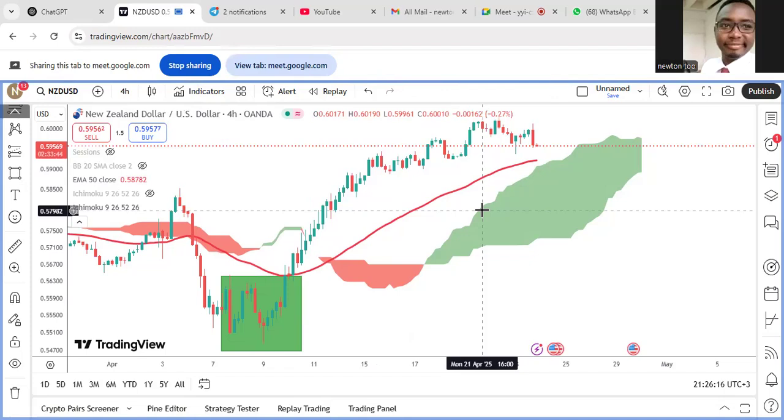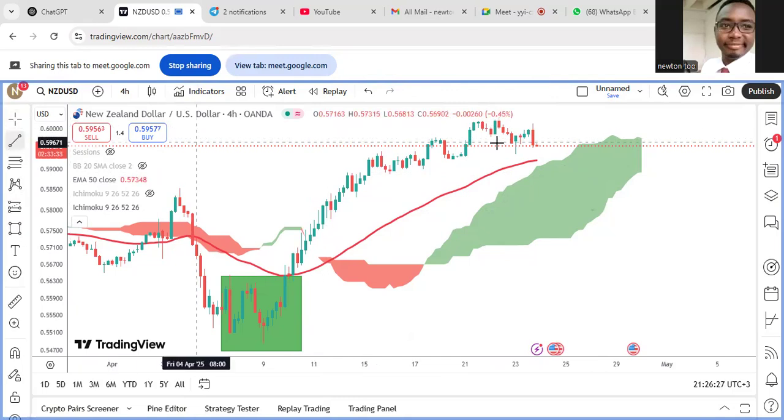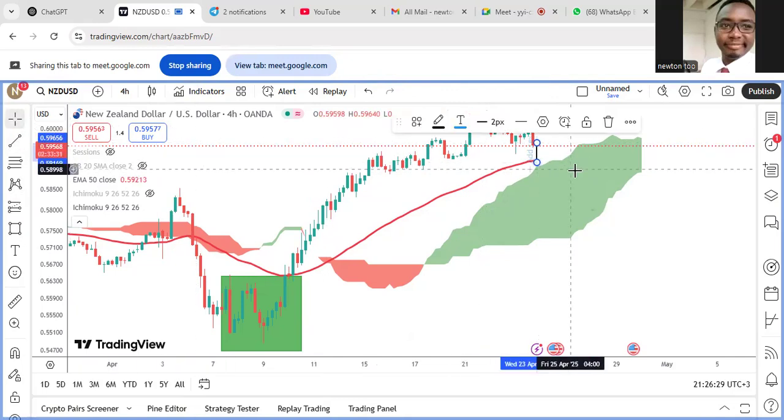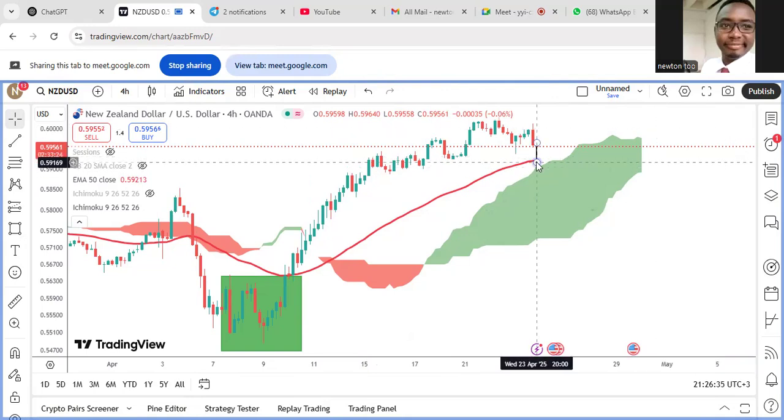For the New Zealand dollar, I can say it's an uptrend market. What you can do is wait for the market to bounce at the 50 MA, then go to the 15 minute time frame to look for a tight stop loss, so that you cannot set a big stop loss. Then buy again. So Daniel, it's still an uptrend market.